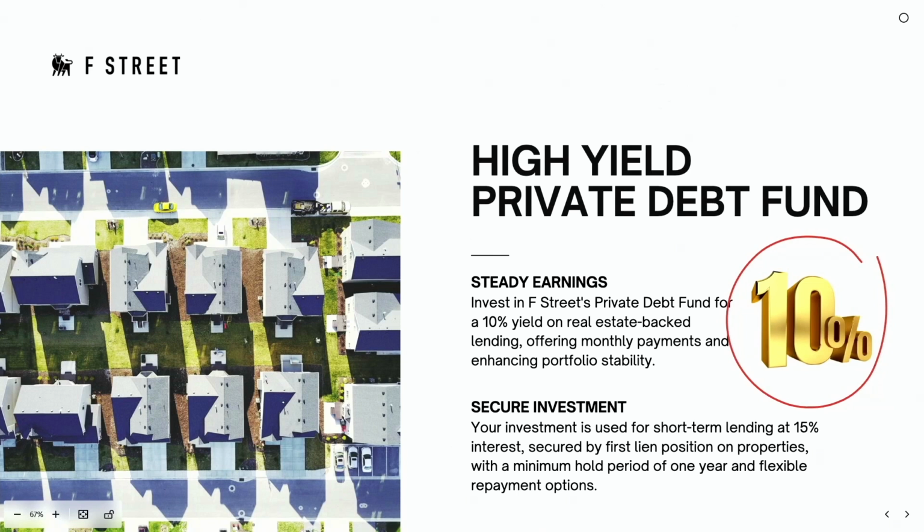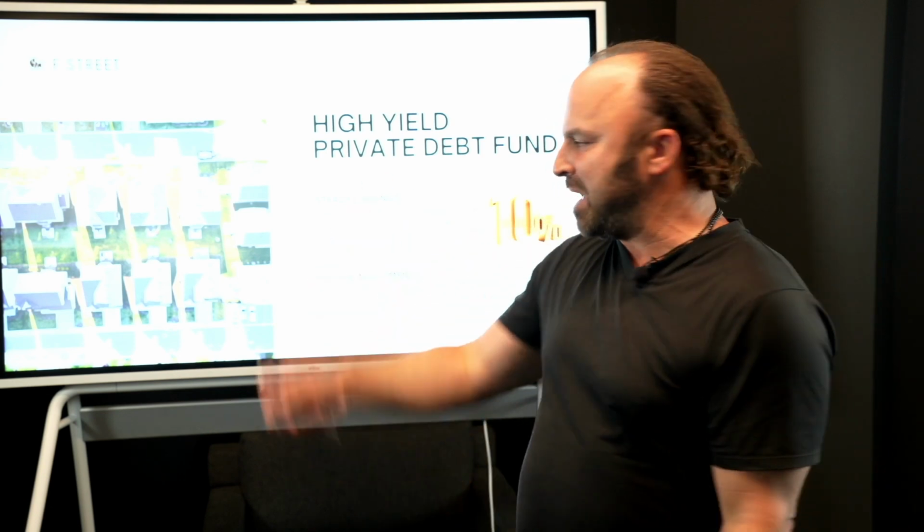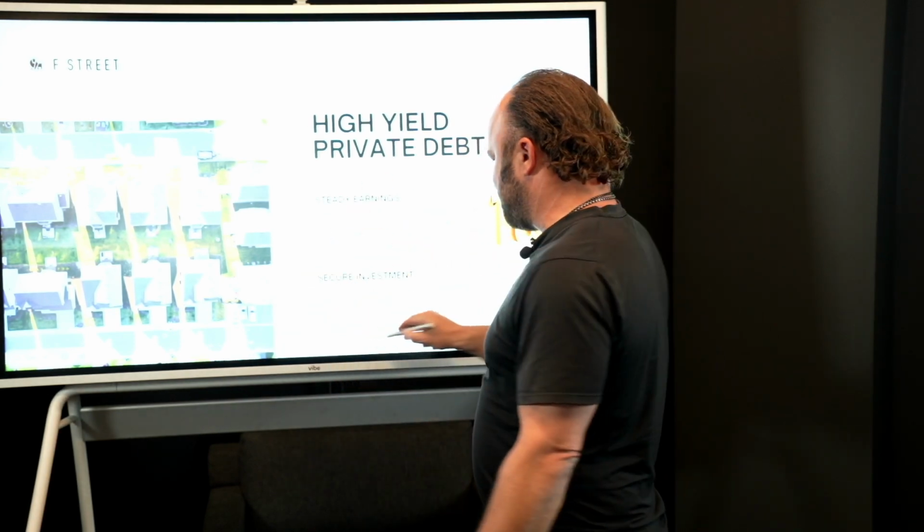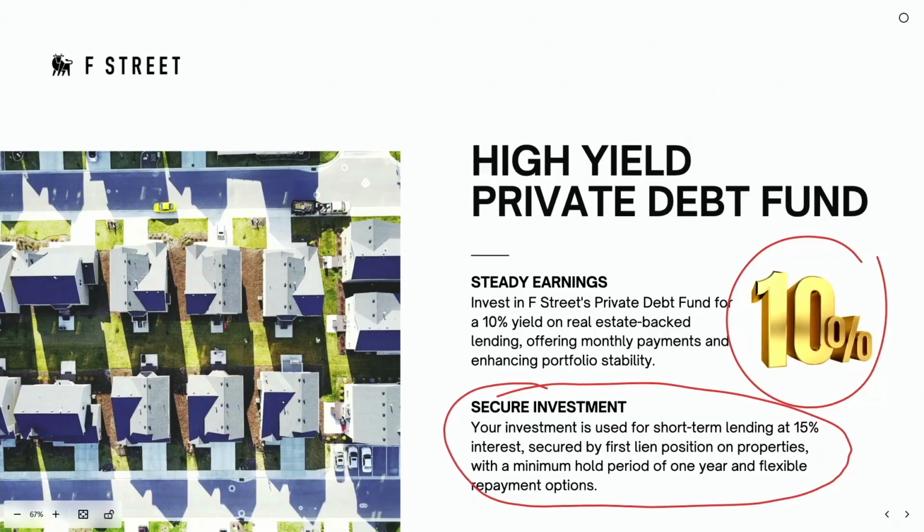My first investor put in $50,000. They've got $3.5 million with me today. They're getting $350,000 a year on their money. So how do we do it? I make investments in other people's investments. I lend money to other real estate investors and I charge them 15%. We catch the spread, we make the profit.